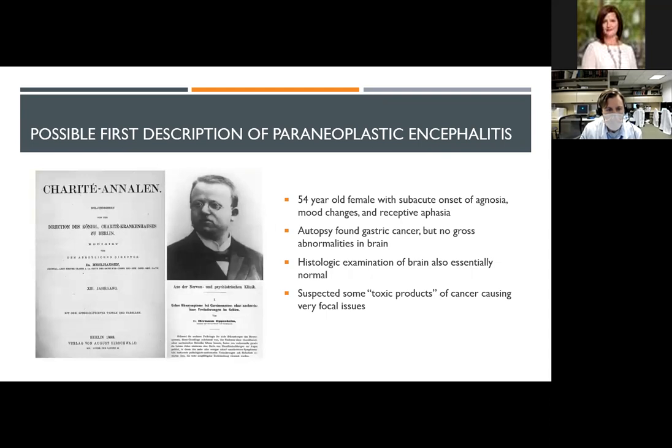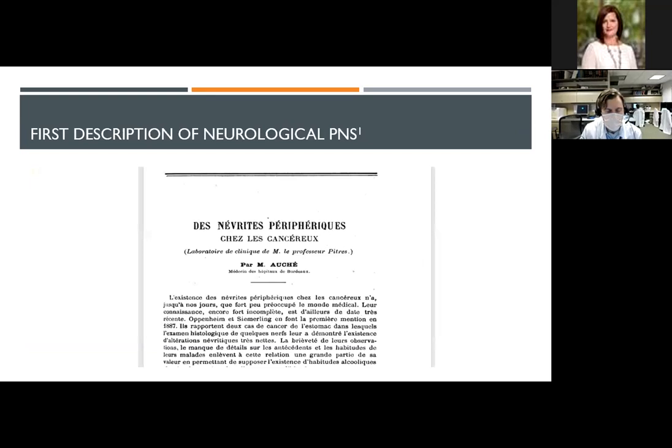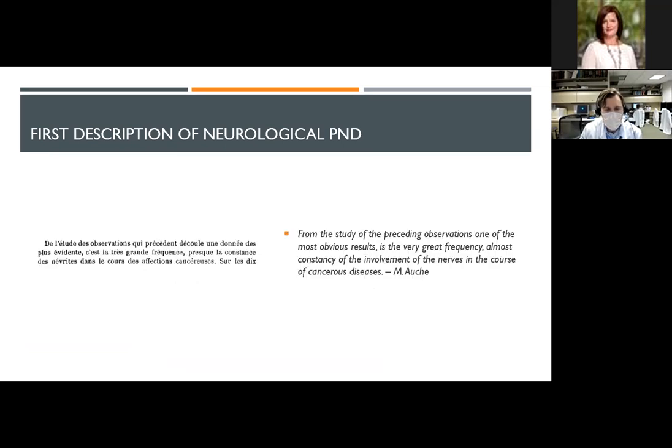The first possible description of paraneoplastic encephalitis was by Dr. Hermann Oppenheim in 1888. It met all the clinical presentation, but the brain biopsy was negative, and it's not clear what this patient actually died from. Just to give you a timeline. And then the first definite paraneoplastic neurologic syndrome was in 1890 by Dr. Auch in France. I have no idea how to say his name, but he did a lot of EMGs on patients with cancer and noticed that there was a lot of neuropathy in these patients, and there was no other cause that he found. So he felt it was likely due to something related to their cancer directly.